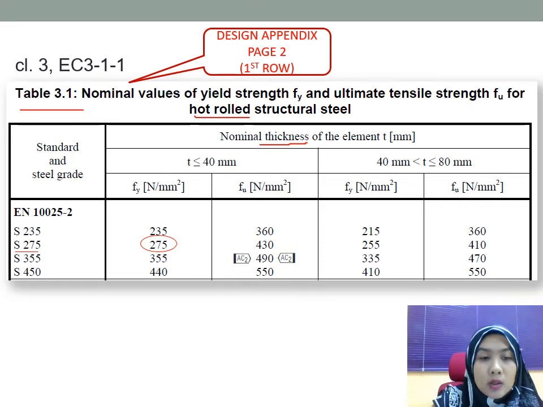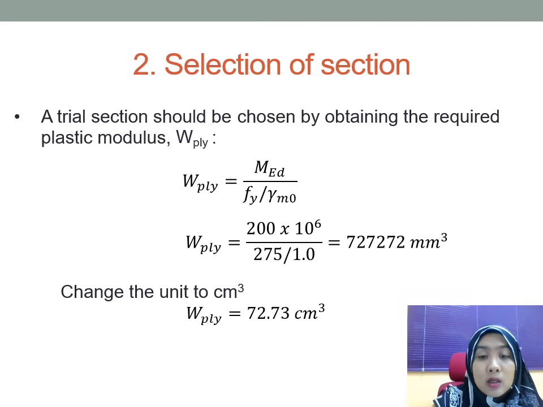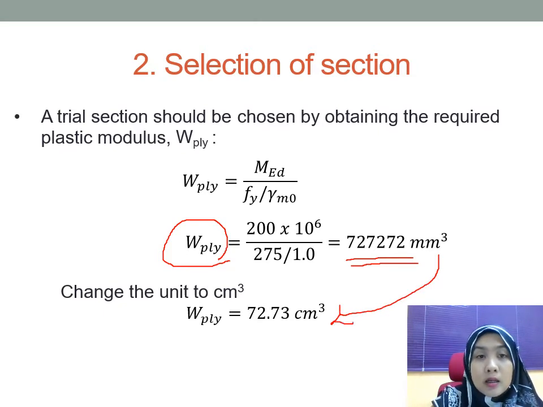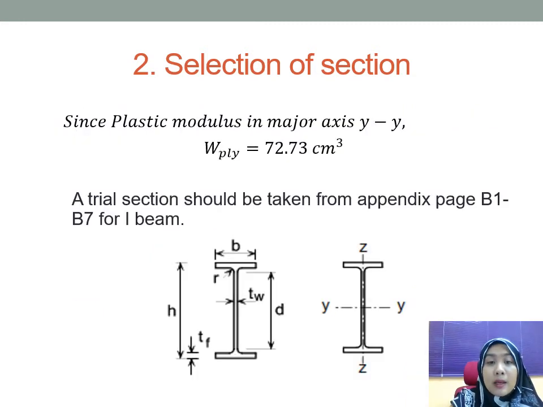Since the grade is given in the question as S275, we can take the Fy value equal to 275 and calculate the required WPLY. So from here we get our required WPLY. We change the unit to centimeter cubed because we are going to refer to the appendix, where the given value of WPLY is in centimeter cubed. Okay, so now you refer to your appendix.